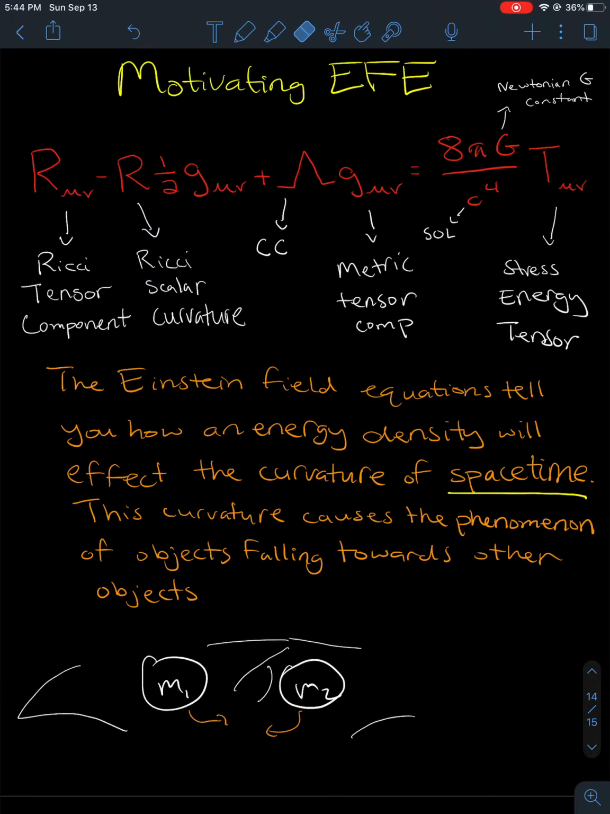Now, this is a simplified depiction of what Einstein discovered, but we're not going to get into the details in this video. In this video, we will just motivate the Einstein field equations that describe this curvature of space-time, and we'll talk about what space-time really is.